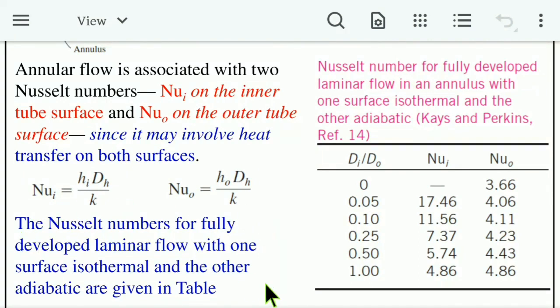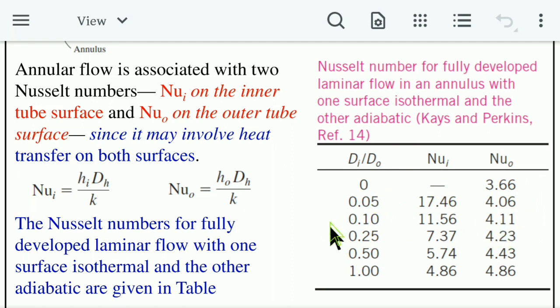The Nusselt numbers for fully developed laminar flow in an annulus with one surface isothermal and the other adiabatic are given in the table, from Kays and Perkins. When d inner divided by d outer is equal to 0, there is no inner Nusselt number and the outer Nusselt number is 3.66. When Di by Do is equal to 0.05, the inner Nusselt number is 17.46 and the outer Nusselt number is 4.06. When Di by Do is equal to 0.10, inner Nusselt number 11.56, outer Nusselt number 4.11.